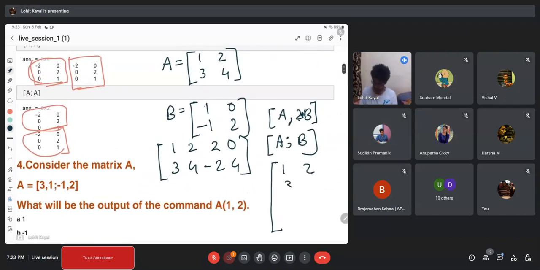1 2 3 4 1 0 minus 1 2. You have got this answer, right? 1 2 3 4 1 0 minus 1 2.